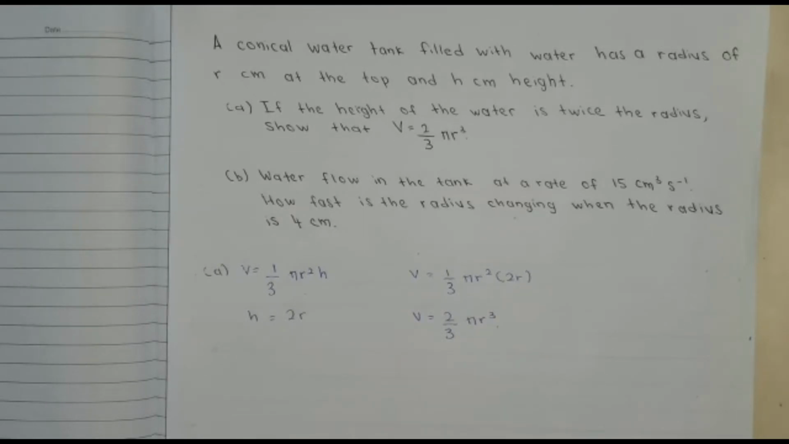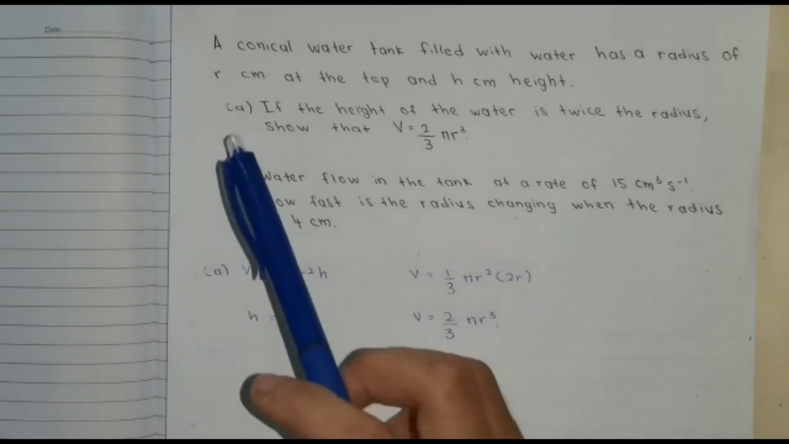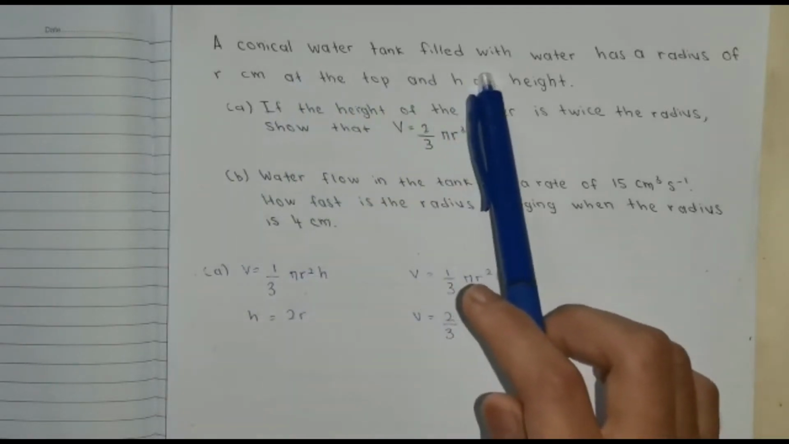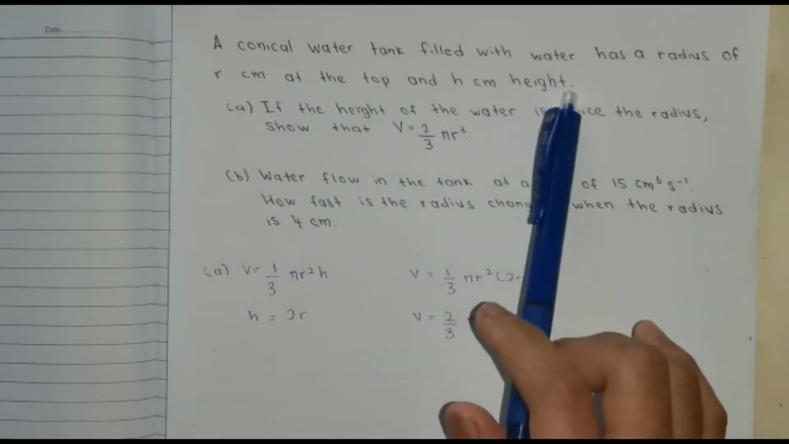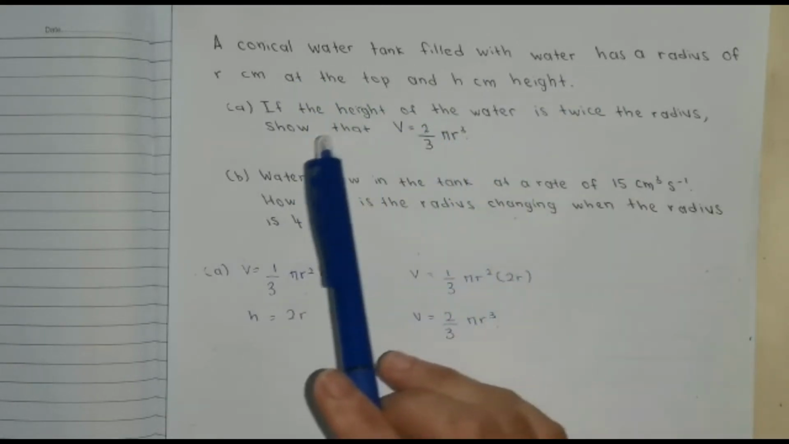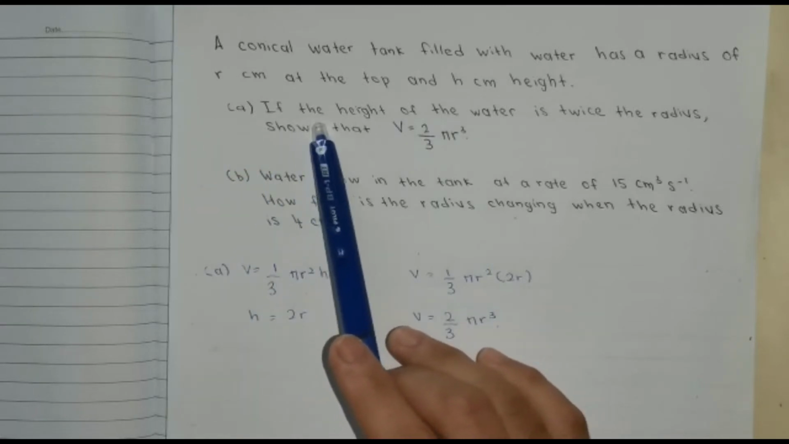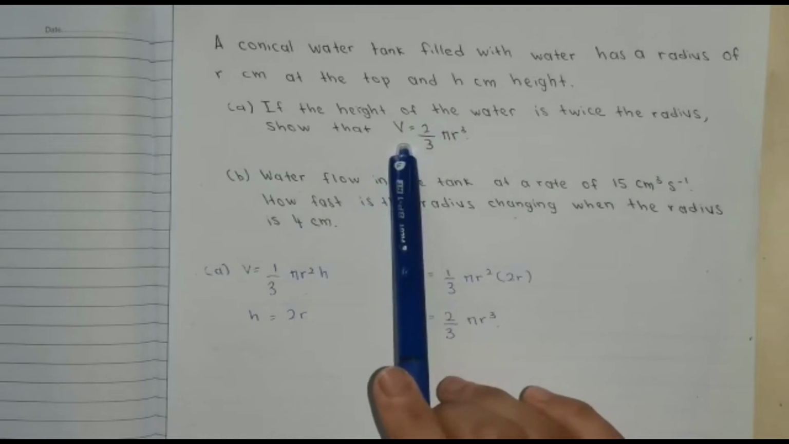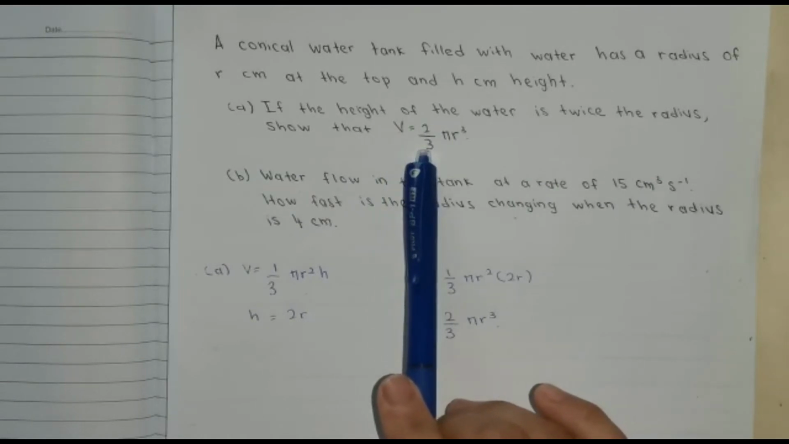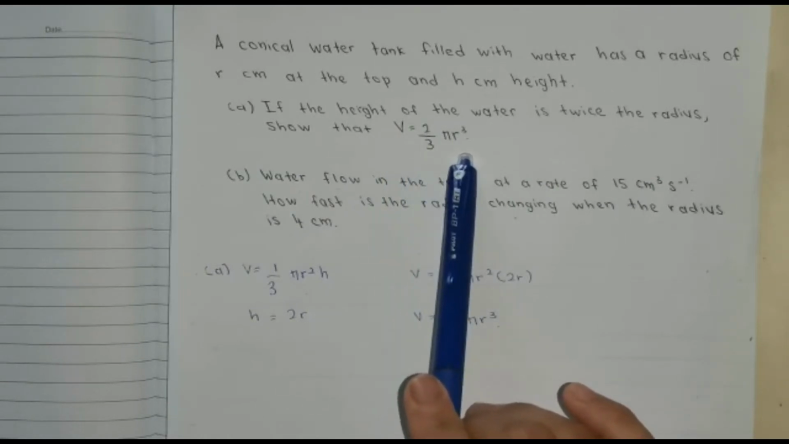Today I will share with you how to solve a problem about a related rate question. Okay, let's look at the question given. A conical water tank filled with water has a radius of r cm at the top and h cm height. In question A, if the height of the water is twice the radius, show that V, or volume, is equal to 2/3 pi r cube.